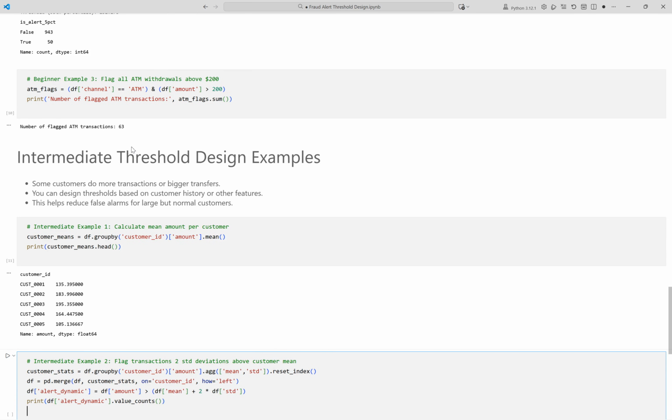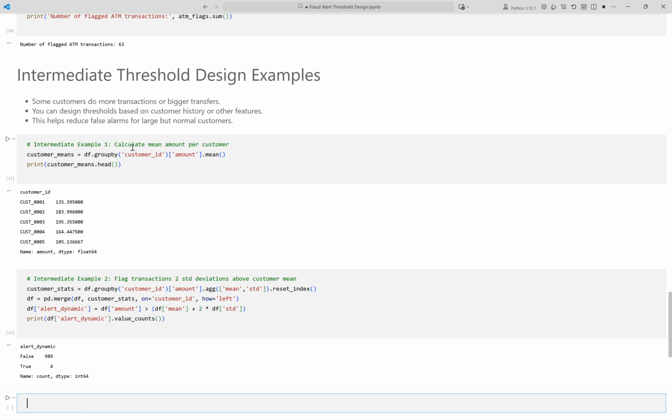Running the cell now. This output shows that only 4 out of 993 transactions are flagged as alerts because they exceed 2 standard deviations above each customer's average transaction amount. Notice the large imbalance between false and true counts, reflecting that the dynamic threshold effectively filters out typical transactions for each customer while highlighting unusually large ones. This demonstrates how customizing thresholds to individual customer behavior helps reduce false alarms from regular but high-volume customers. Dynamic thresholds help personalize fraud detection to the customer's history.